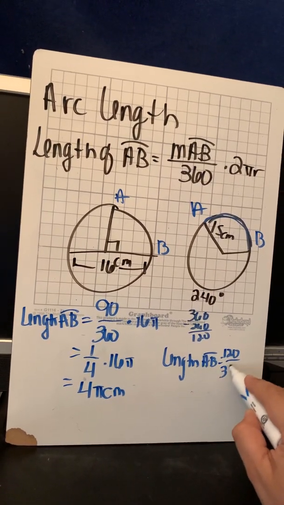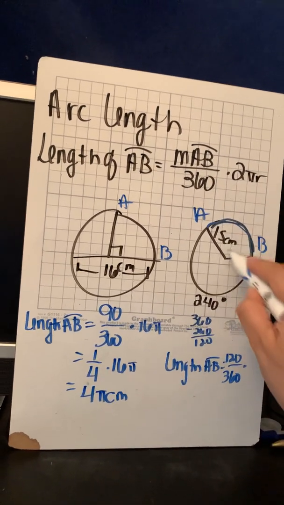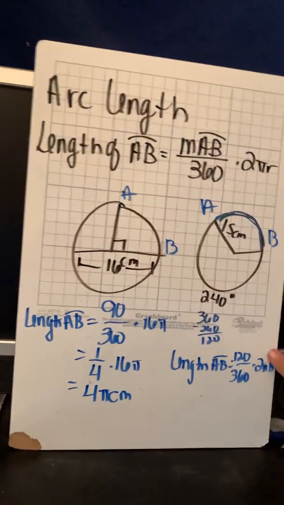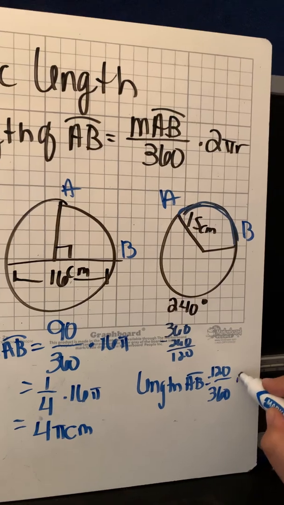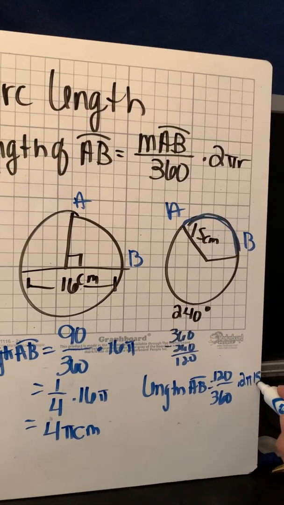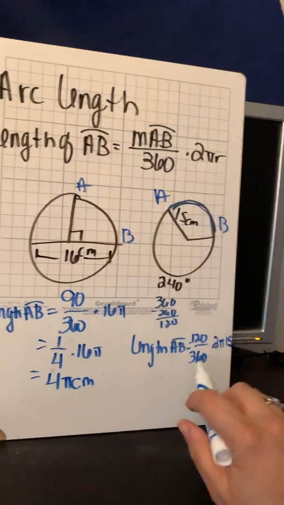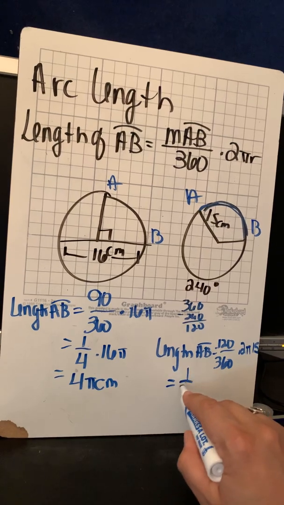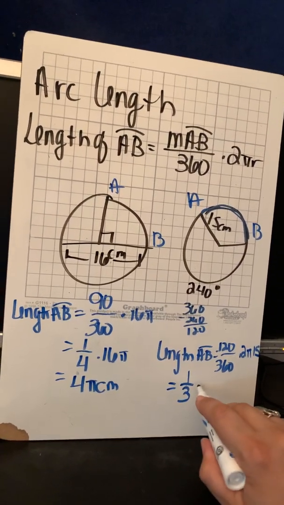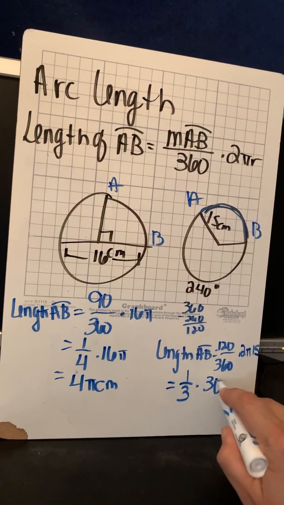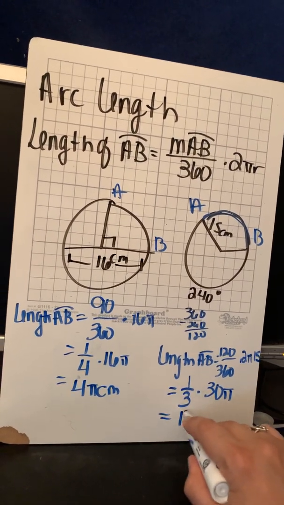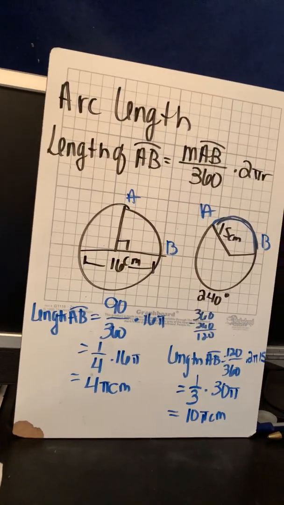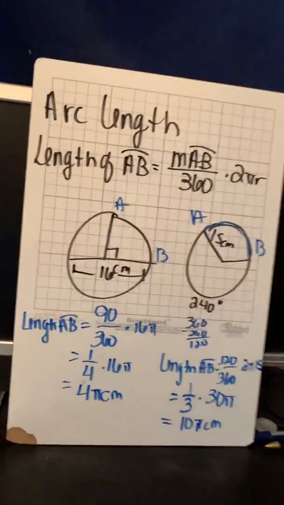So now when you're finding the length of AB, 120 over 360, times, we got the radius, 2 pi r, so 2 pi 15. Let me write that a little bit better. 2 pi 15. Okay, so let's simplify it down. 120 goes into 360 3 times, so a third, times 2 times 15 is 30 pi. A third of 30 is 10 pi centimeters. Leave them in terms of pi. They're going to want it in terms of pi.